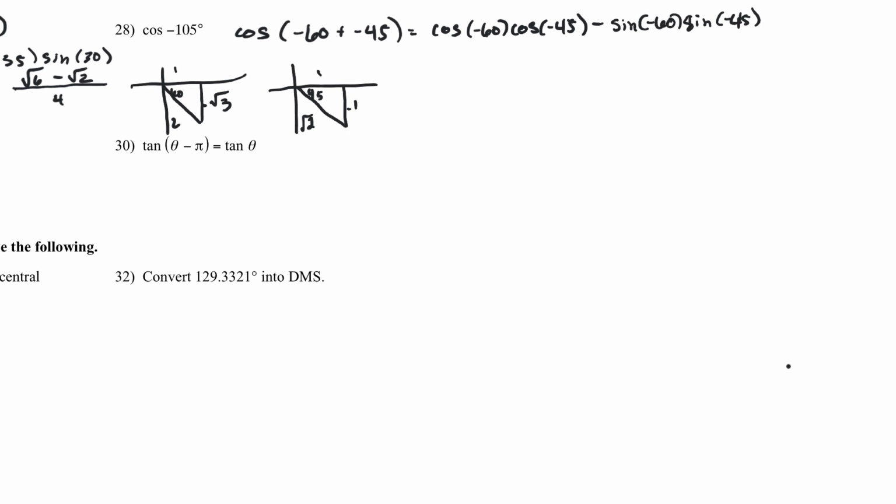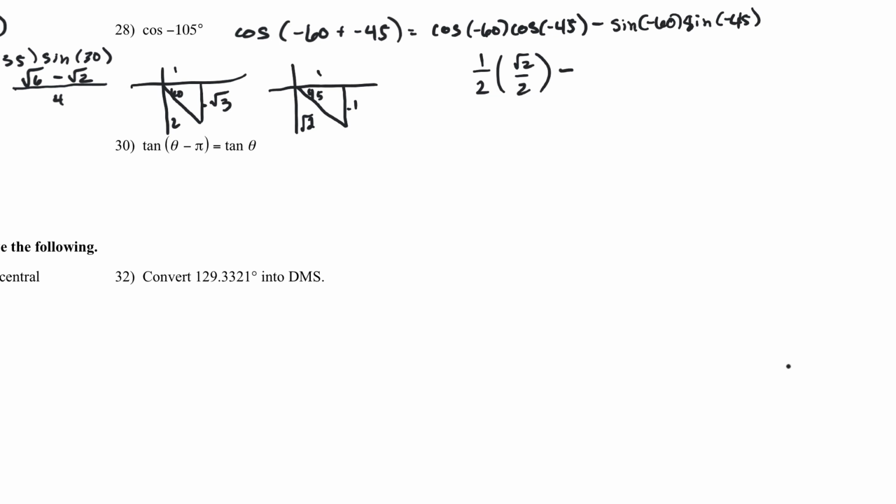At that point, I'm just going to be figuring out what the sine and cosine of these values are. Cosine is positive in the fourth quadrant. So when I look at the cosine of 60, it's equal to 1/2. Cosine of negative 45 is going to be square root of 2 over 2. Negative 60 and negative 45 are both in the fourth quadrant, so the cosines of those things are going to be positive. When I go to find the sine of these things, I know they're both going to be negative because sine is negative in the fourth quadrant.